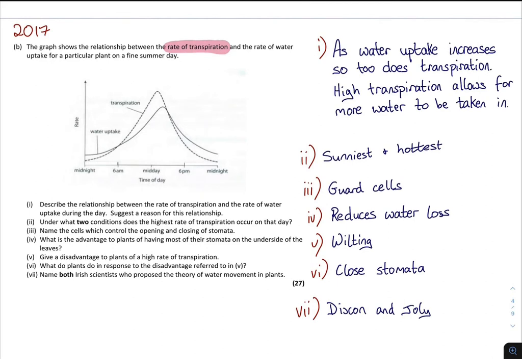So lots of students would have said there, sunny and hot, because that's what's there in the notes. It's also what's there in textbooks and so forth. But the question read, under what two conditions does the highest rate of transpiration occur? So therefore, you can't just say hot and sunny. You must now say the hottest, and you must say the sunniest.